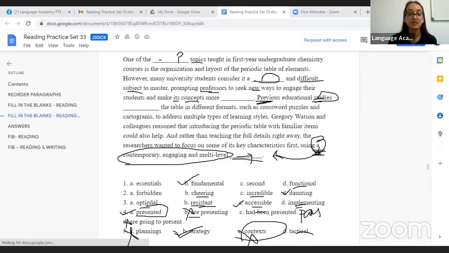"Presented" is past tense only because of the word "previous". And as I explained, "had been" is passive voice, but the sentence is active voice. So that is why we cannot put "had been". After an article come nouns.